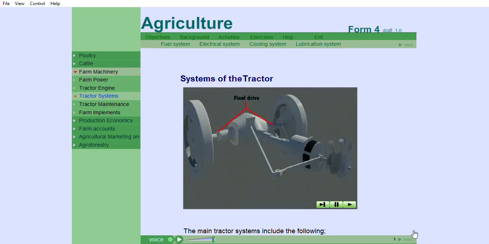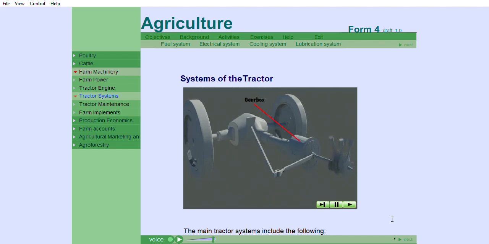Clutch. The clutch connects and disconnects the drive shaft to and from the engine. It enables the tractor to take off smoothly and gradually. It is made up of three components, namely the crankshaft, the friction disc, and the pressure plate. Each performs a specific function.